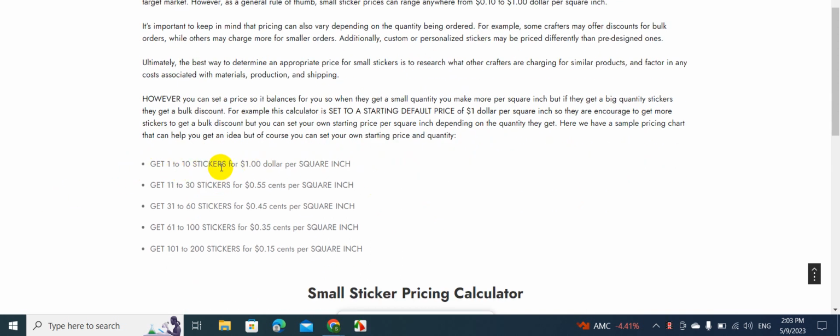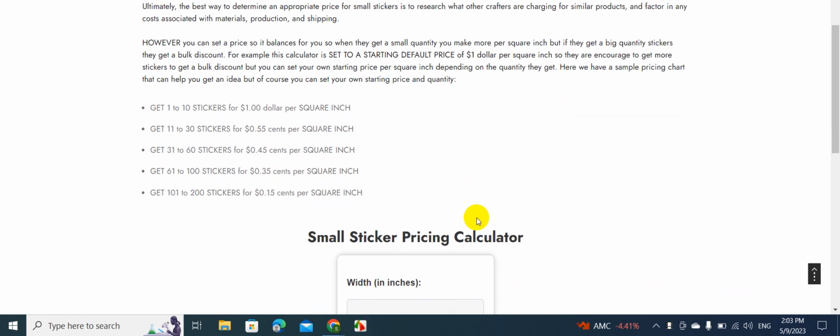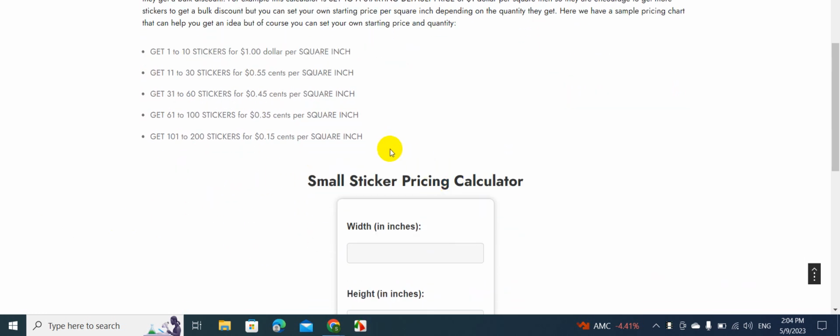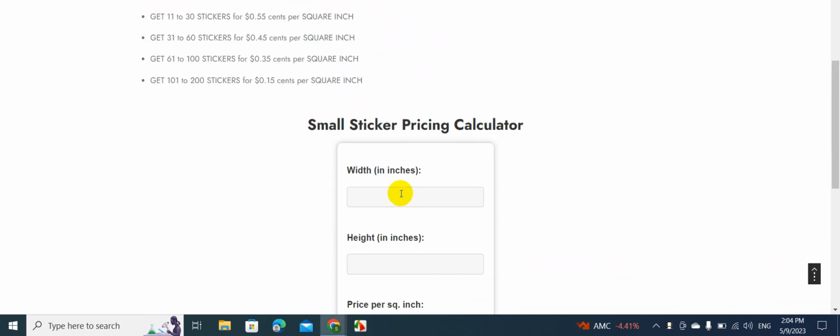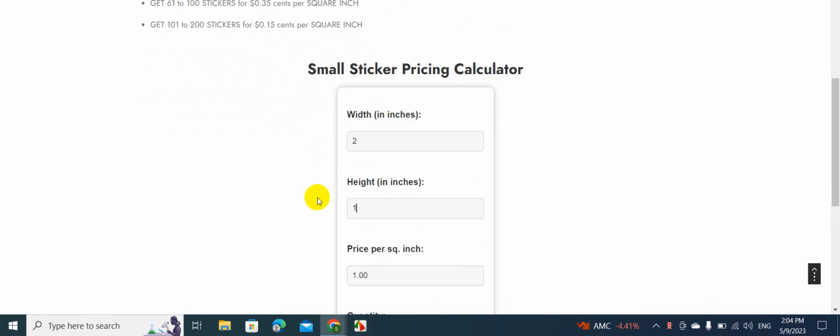This is just an example formula. If they get 1 to 10 stickers, they will pay $1 per square inch. If they get 11 stickers up to 30 stickers, they will pay 55 cents per square inch, and so on and so on. So here's an example. Let's say someone walks into my store or orders a sticker. Let's say he only wants two stickers, and he only wants the 2 inch by 1 inch size, but only two stickers.